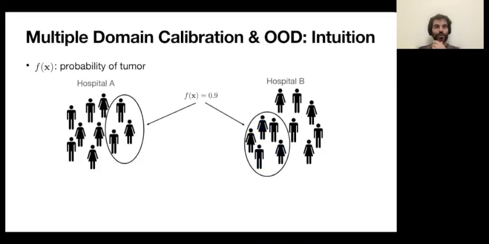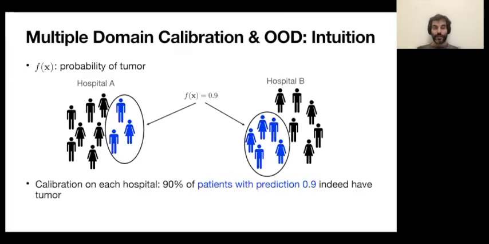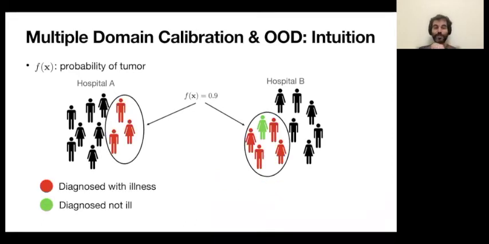And what we will go over is to the realm of multiple domains. So let's say we have data from two different hospitals. We will look at calibration separately at the two hospitals. So now at both hospitals, we have the sets of patients for which our classifier F gives a 0.9 chance of having a tumor. But what happens if when we go to the data, we see that in one hospital 100% of the subset predicted as 0.9 have a tumor, and in the other hospital, it's only 0.8. Okay, so we have miscalibration, and it's not the same miscalibration in the two hospitals.